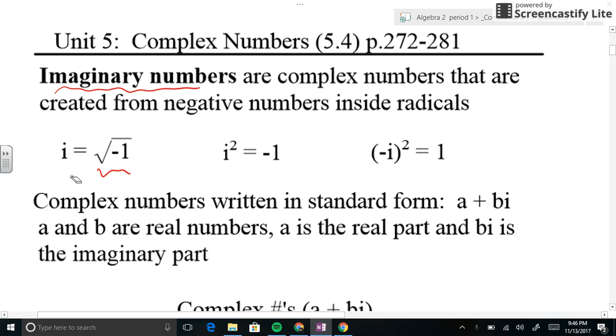So if we square i, we would actually get -1. And if we square -i, we would get +1. So anytime we have a square root of a negative, we just put an i out there, and that's the square root of -1.